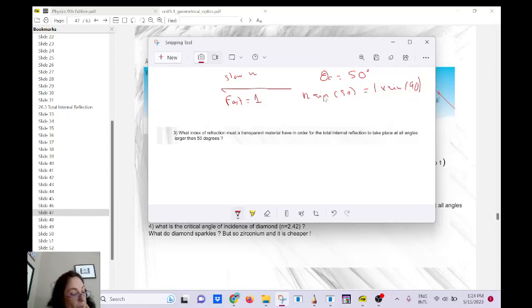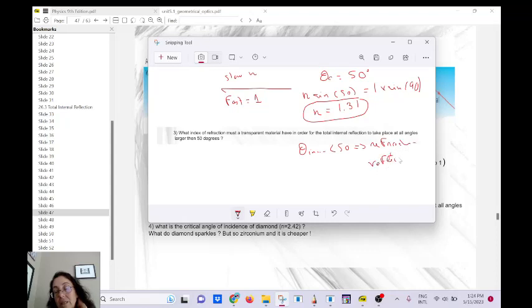Okay, so you can do the computation. I think I did it. I found 1.31. So if the angle of incidence is smaller than 50 degrees, then yes, it escapes. You can have refraction plus reflection. If the angle is larger than 50 degrees, then it's trapped. You have total reflection. Okay?